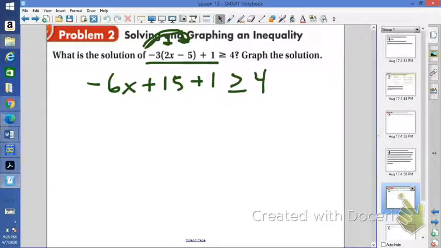Alright, now we can combine like terms. We have a positive 15 and a positive 1, and that's going to become 16. So we have negative 6x plus 16. That's greater than or equal to 4.